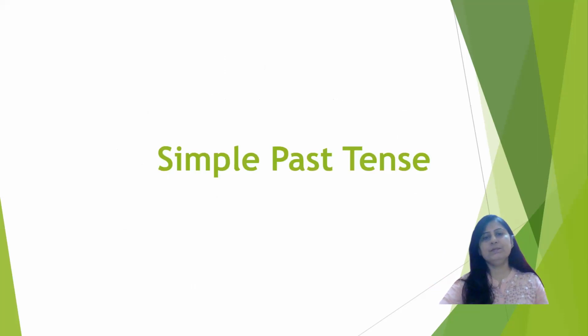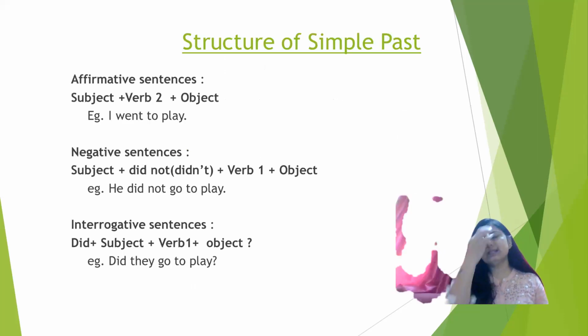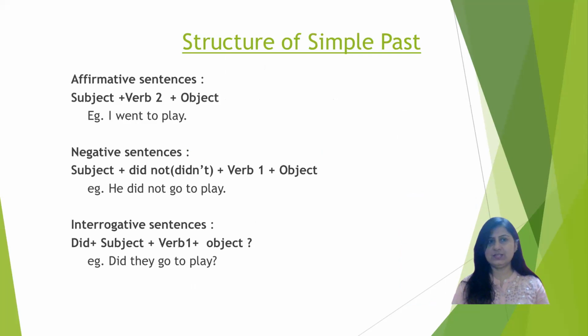First one is simple past tense. Let us understand the structure of simple past tense first. In affirmative sentences, in simple past tense, we use subject plus second form of the verb plus object. For example, I went to play. Here I is the subject, went is the second form of the verb, which is go, and then the object is to play. So the sentence becomes I went to play.